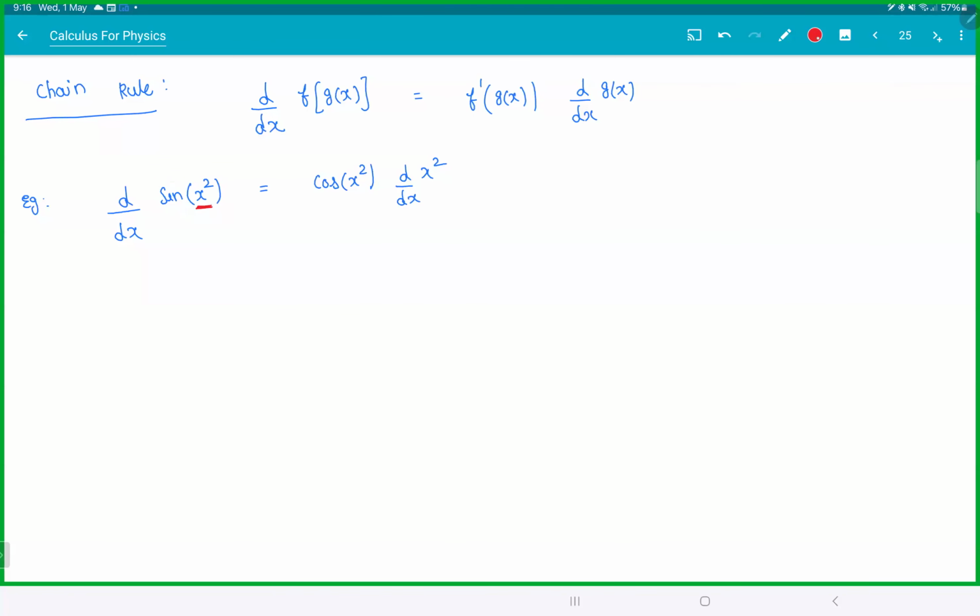I'll give you more examples. So listen to all of them, and then if you're still confused, I'll explain you. So this would be cos x square dy dx is 2x. So the answer is 2x cos x square.